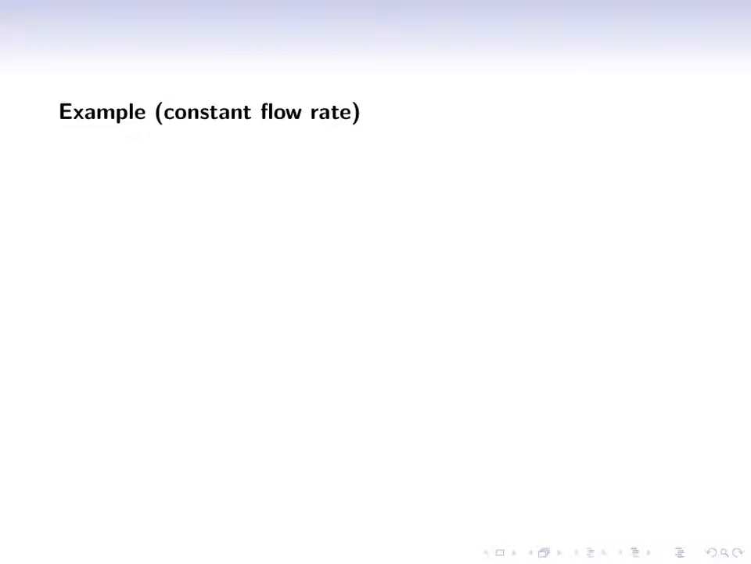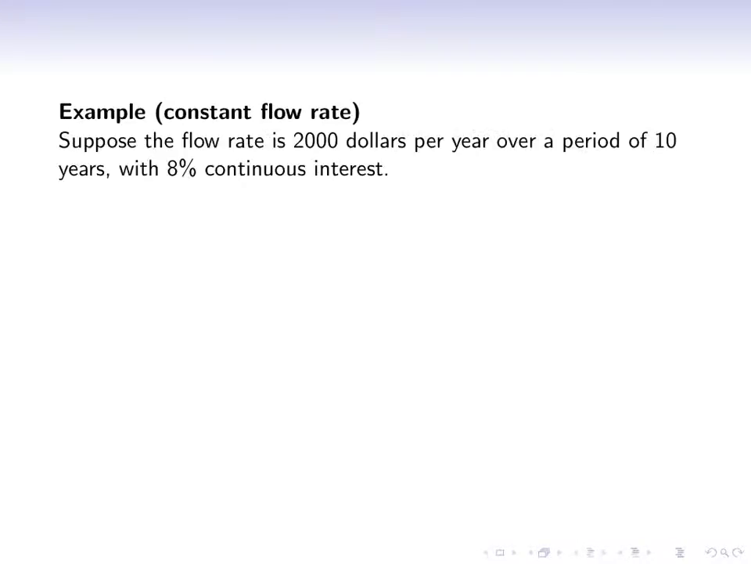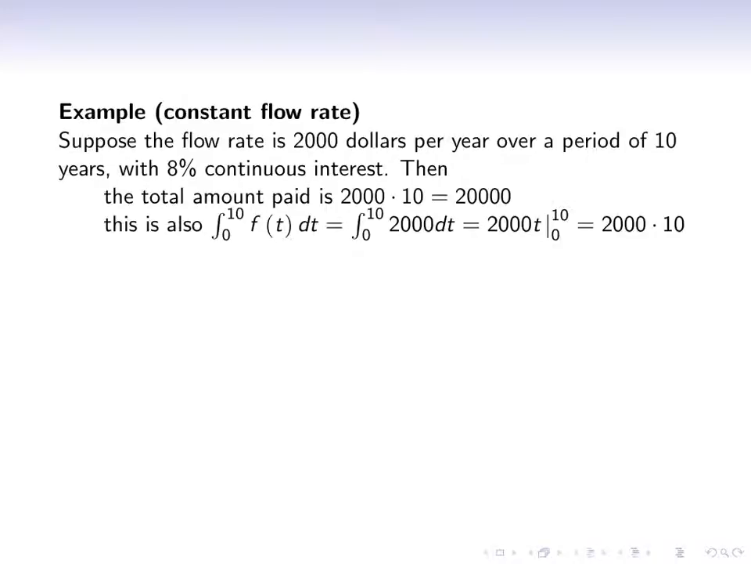So here's the simple constant flow rate example. Suppose you have a flow rate of a constant $2,000 per year over b equals 10 years at 8%. Then the total amount paid is 2,000 times 10, or $20,000. And that is also the integral of f of t from 0 to 10. And you see that is just, again, 20,000, which is 2,000 times 10.